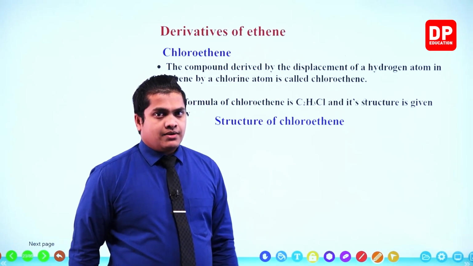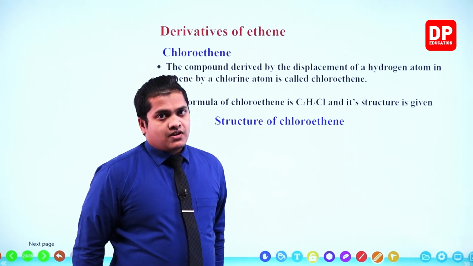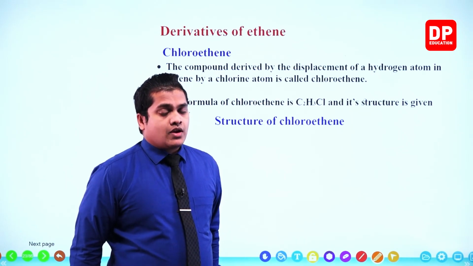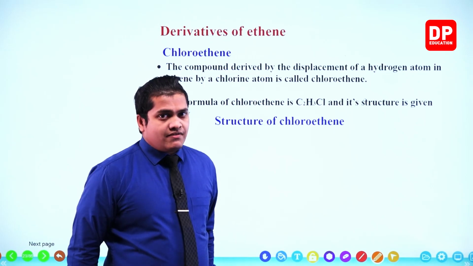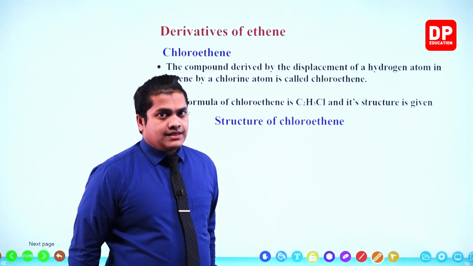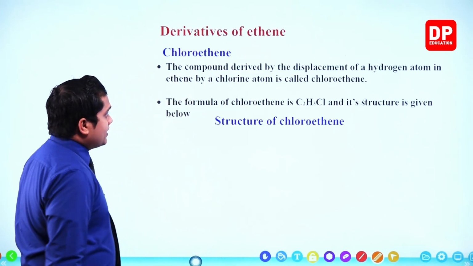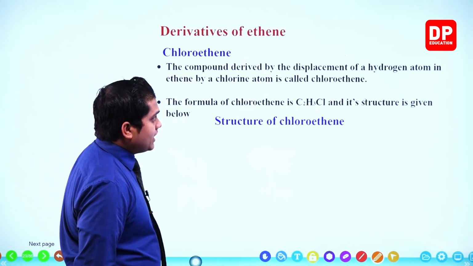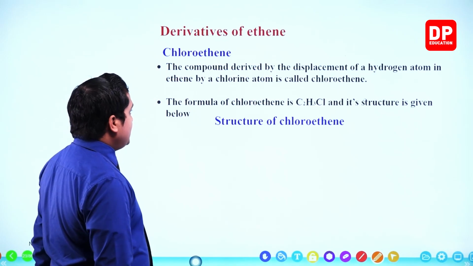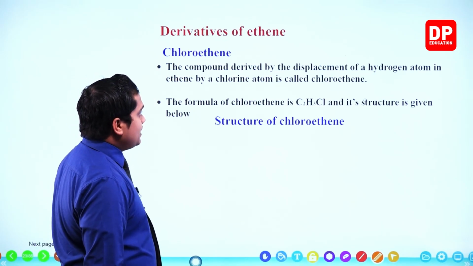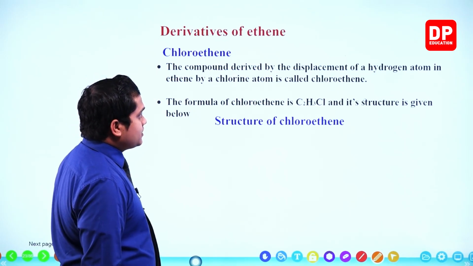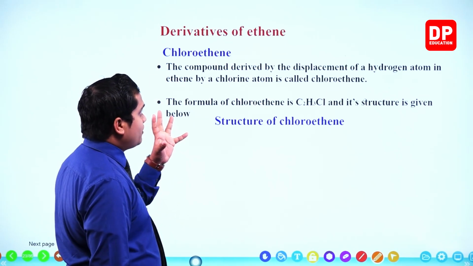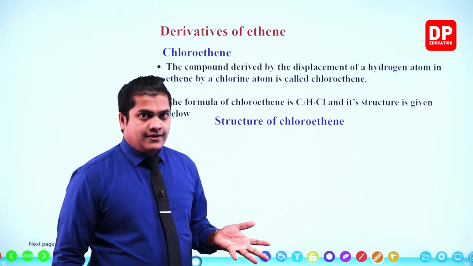Now we are going to study the derivatives of ethene. We have studied ethene, no? So now we are going to study derivatives created from ethene. The compound derived by the displacement of a hydrogen atom in ethene by a chlorine atom is called chloroethene. So the first derivative of ethene is chloroethene.